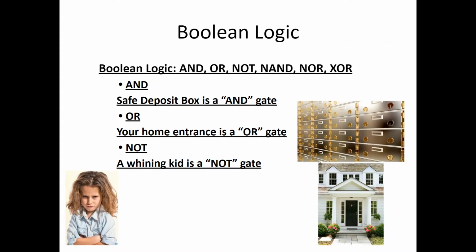So Boolean logic, in real life terms, it's always easier to see if we can have something that we can compare it against. So for the AND gate, it's kind of like a safe deposit box in which you're going to need 2 keys, or both of the keys, in order to unlock each box. Now your home entrance is going to be an OR gate because you only need 1 out of the many keys to your house in order to open up the door. And finally, there is the whining kid, or the NOT gate. This means you can't talk to a whining kid because they're always going to say no to you.